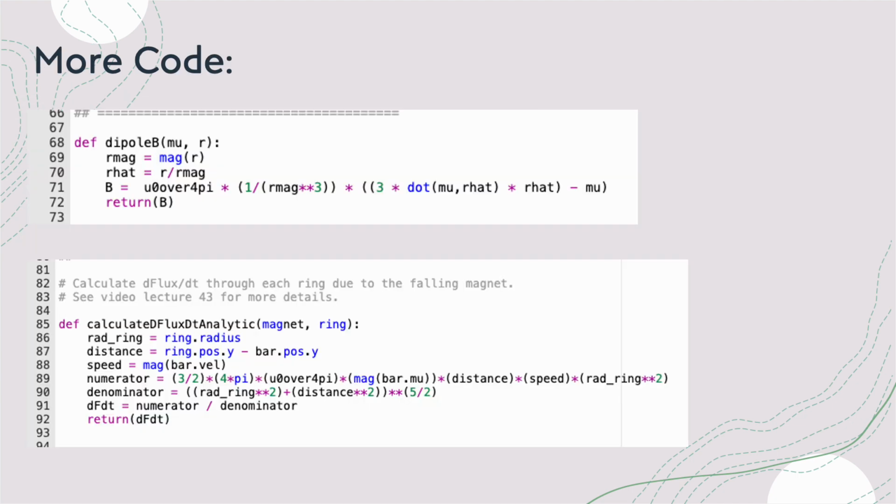Next, we have the code. This slide is showing all the values we need to use during the calculation. Now we have more code. The first block of the code is showing the dipole of the bar magnet. The second method is showing the calculation of the derivative of the flux over time.